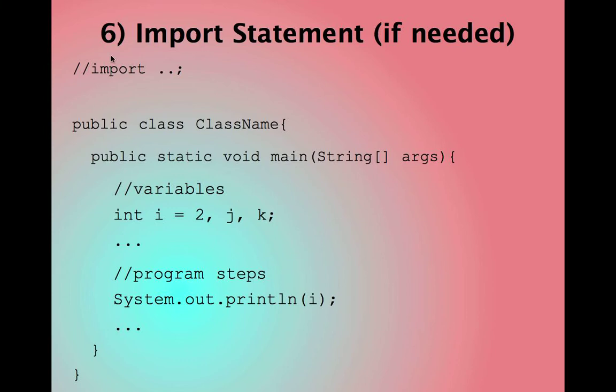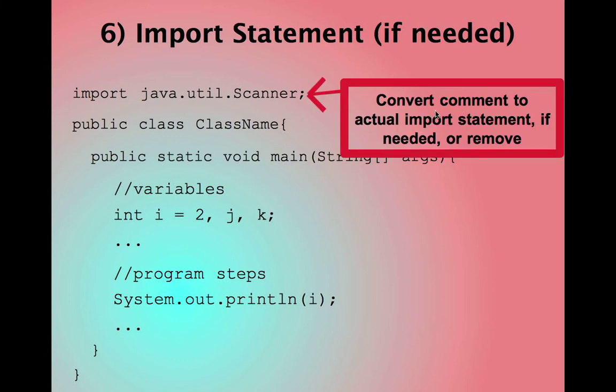Next, you'll go back to where you have the import comment. Now, it may be that your program is only using classes that are already accessible to the Java compiler. However, you may be using other classes, such as the Scanner class, that have to be explicitly imported. In that case, you'll go to your import comment, and you will remove it and replace it with all the import statements that you need. So you convert your import comment to an actual import statement if you actually need to import anything. Otherwise, you simply remove it.